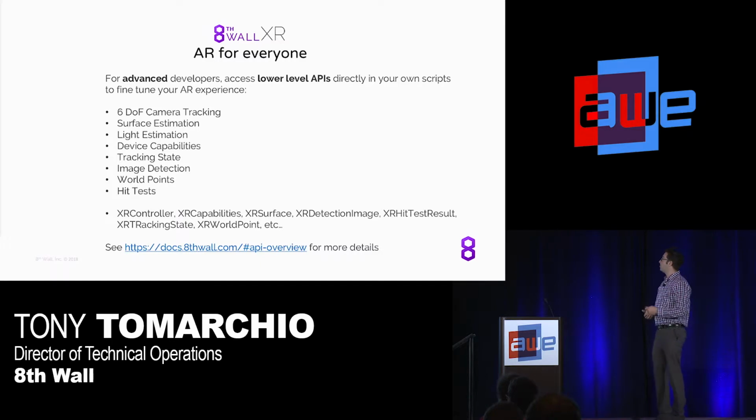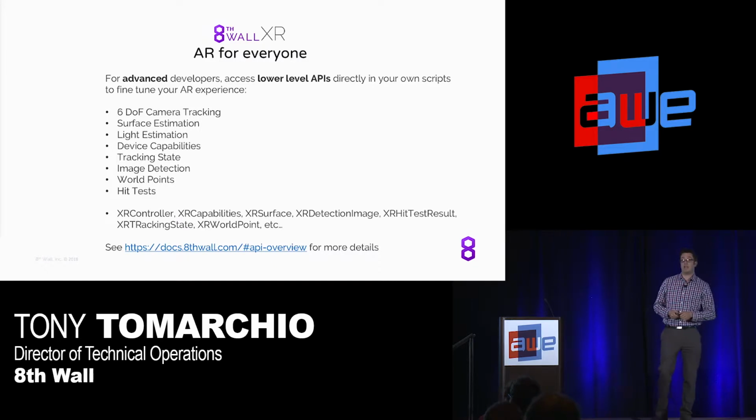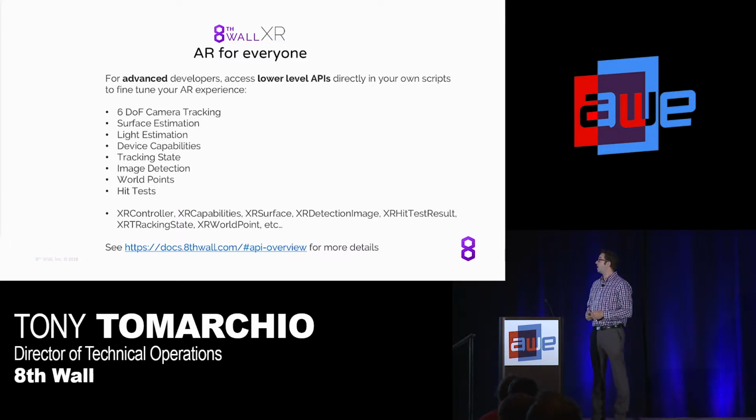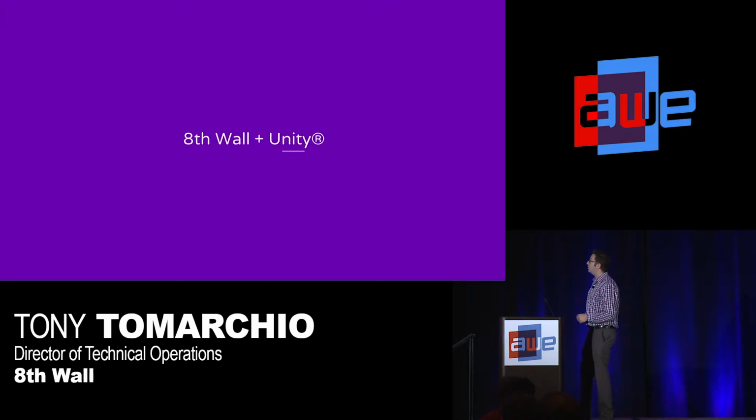Next slide, please. But if you're an advanced developer, sure, you might want to use those controllers as well. But you have direct access to the lower level APIs if you want to create your own controller-like functionality. You can access APIs for 6DoF camera tracking, surface and light estimation. You can query to see what devices or what capabilities are available on a given device. Does it have ARKit or not? The state of the tracking, image detection capabilities, world points, and hit tests. So we've got a sampling of some of these classes that you can access. But for more information, take a look at docs.8thwall.com/API overview.